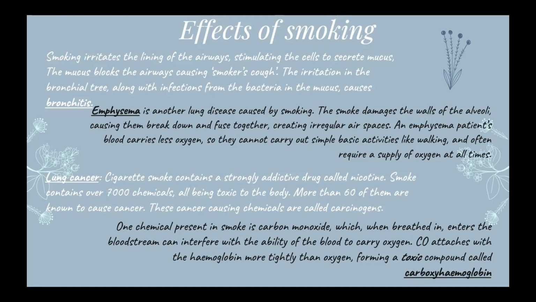One well known chemical present in cigarette smoke is carbon monoxide, which, when breathed in, enters the bloodstream and interferes with the ability of the blood to carry oxygen. The carbon monoxide attaches with the hemoglobin more tightly than oxygen, forming a toxic compound called carboxyhemoglobin.